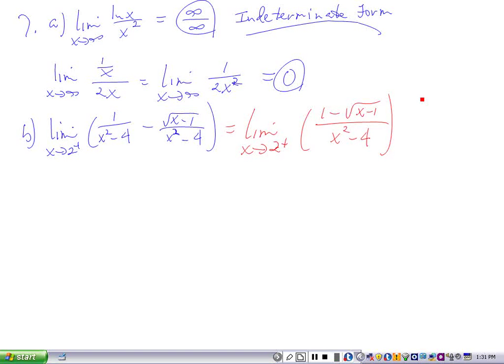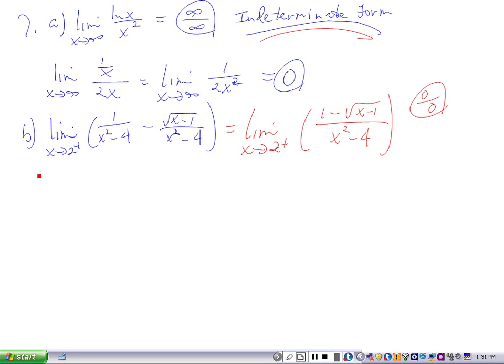That's 1 minus 1. We get 0. And then we plug in x equal to 2 downstairs. That's 2 squared is 4 minus 4. We get 0. Another indeterminate form. So it's safe to use L'Hopital's rule. You have to always check that. If not, then you cannot use L'Hopital's rule. The limit has to be of an indeterminate form nature.